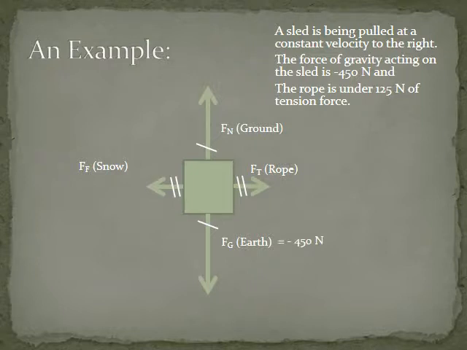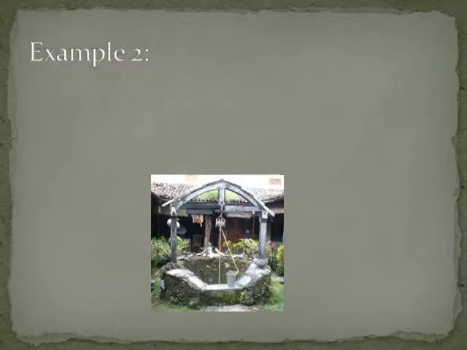Then I'm going to start filling in the values that I know. The problem told me that the force of gravity was negative 450 newtons. But since I've already identified that that has to be the same as the normal force, I can also say that the normal force from the ground is also 450 newtons. Again, the problem tells me that the person's pulling with 125 newtons of force on that rope, which means in this case the force of friction from the snow is also negative 125 newtons, because it has to be balanced with the force from the rope.